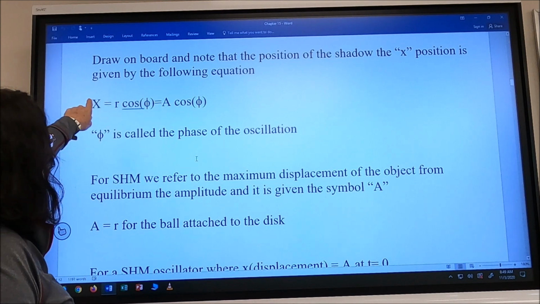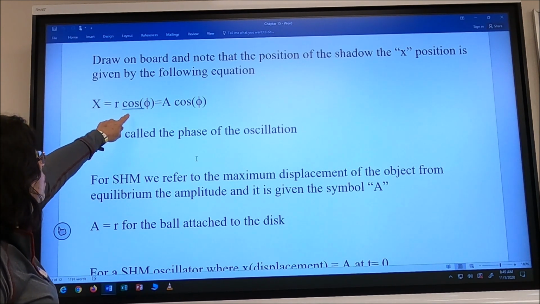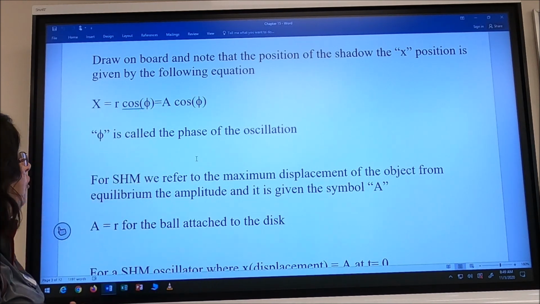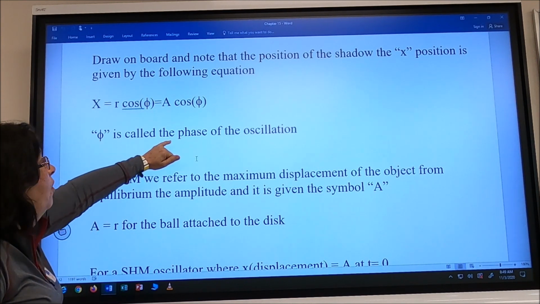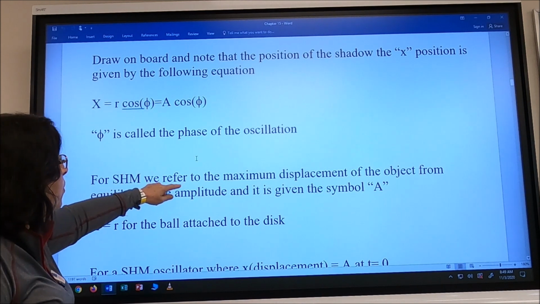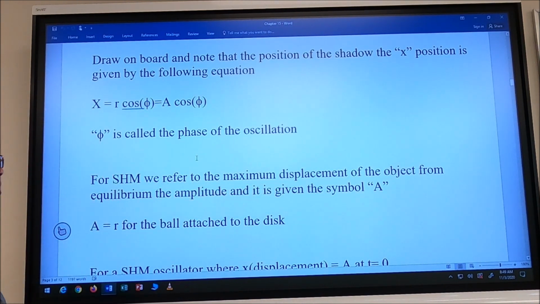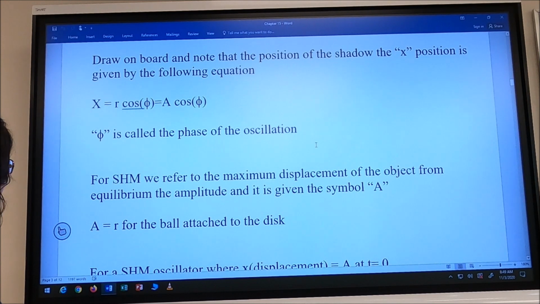Turns out that the X position is given by the following equation. X is equal to R cosine of phi. Phi is the angle that it swept out. Okay? So, phi is called the phase of oscillation. For simple harmonic motion, the maximum displacement for the object from equilibrium is amplitude A. If I relate that to the ball on the disc, A is equal to R.